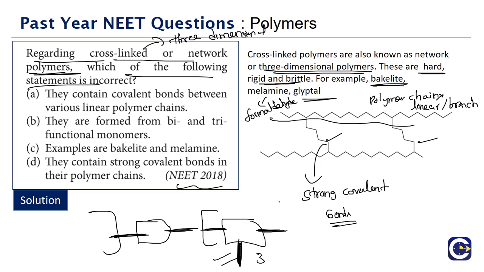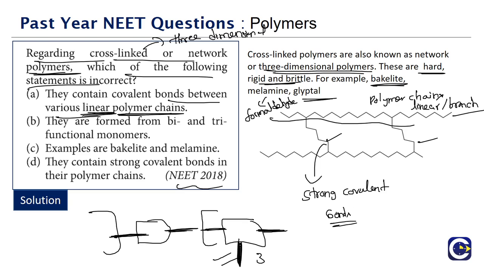So if you look at these options, option A is saying that they contain covalent bonds between various linear polymer chains. So I said the reason why this question is a little bit ambiguous is, yes, they contain covalent bonds between polymer chains, but in most of the cases the polymer chains are linear, but we also have examples where the polymer chain can be branched.